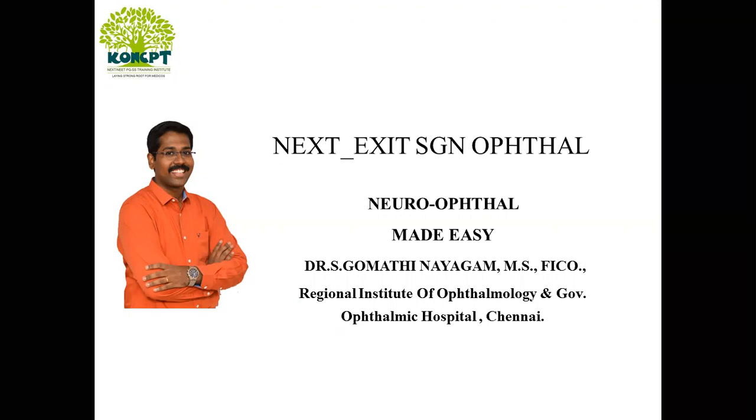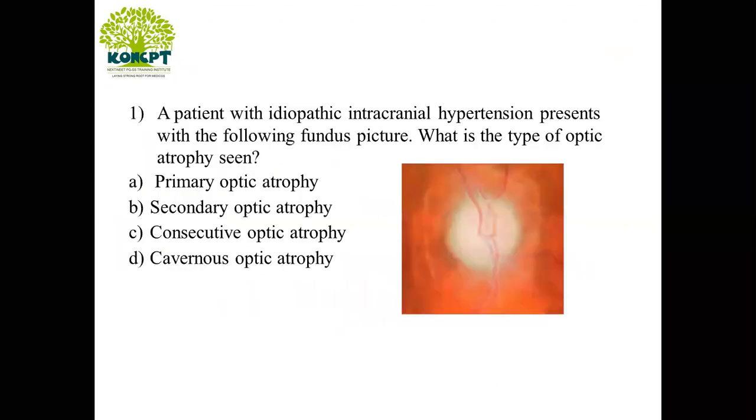The question is from neuro-ophthalmology. A patient with idiopathic intracranial hypertension presents with the following fundus picture. What's the type of optic atrophy seen? The options given are primary optic atrophy, secondary optic atrophy, consecutive optic atrophy, and cavernous optic atrophy.